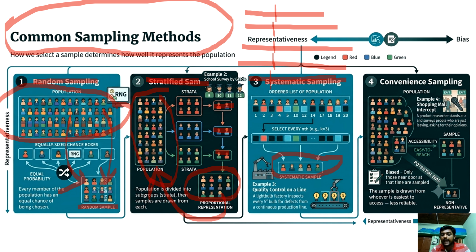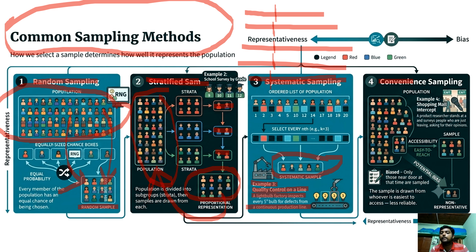Here, as an example, quality control on a line. A light bulb factory inspects every fifth bulb for defects from a continuous production line. In the production line, only the fifth bulb is checked. So that's why it's a systematic sampling method, and it is somewhat good for industrial cases.